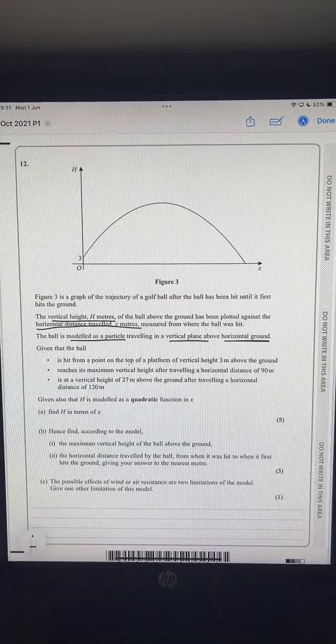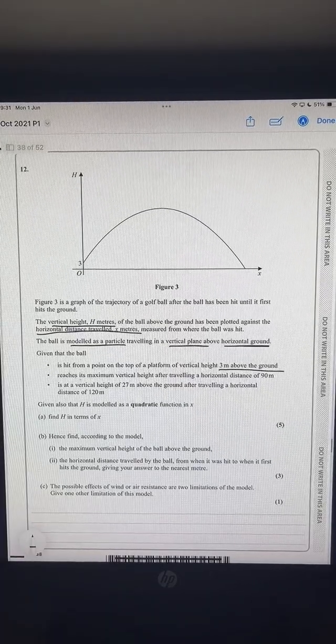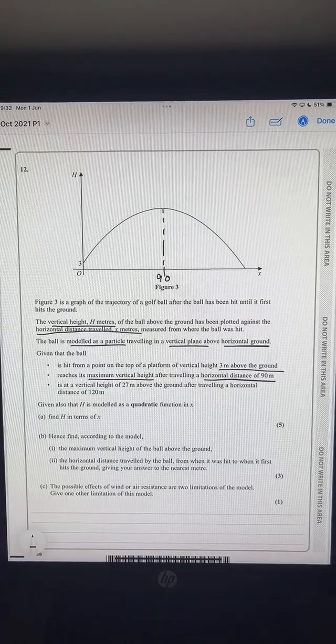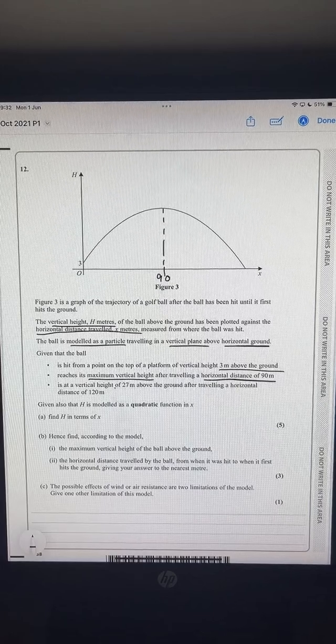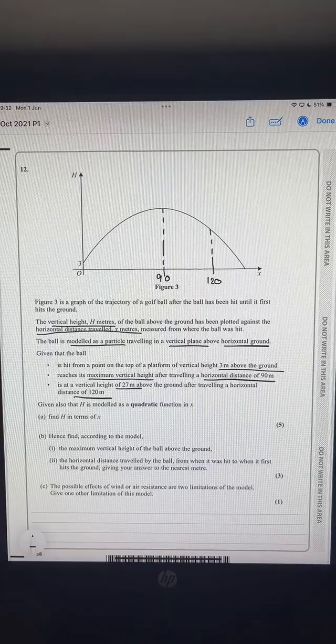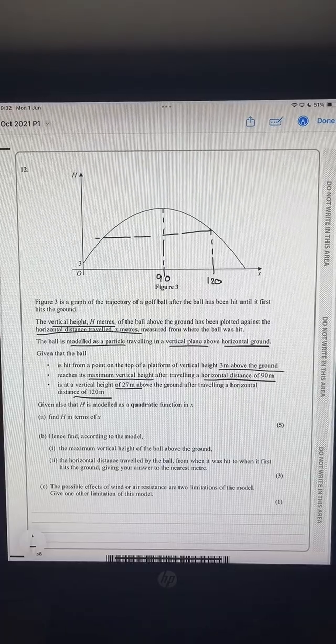Given that the ball is hit from a point on the top of the platform of a vertical height 3 meters above the ground, so we can see in the diagram 3, it reaches its maximum vertical height after traveling a horizontal distance of 90 meters. So here we know that this is the maximum height, and we know that the horizontal distance is 90 meters. And it's at a vertical height of 27 meters above ground after traveling a horizontal distance of 120 meters. So 120 is about there. We don't know, but seems fair. It's after 90, and we know that that is going to be 27. So just annotate onto your diagram the information they've given you.